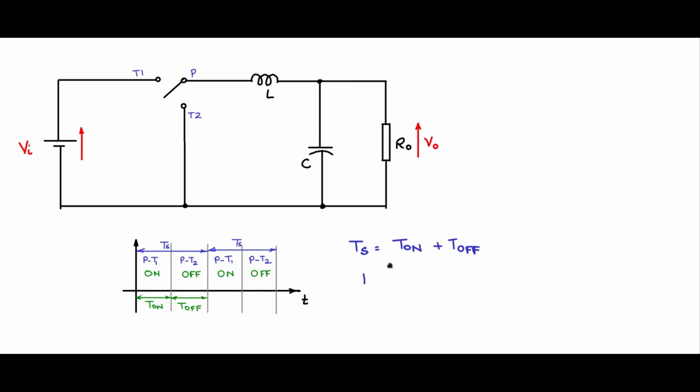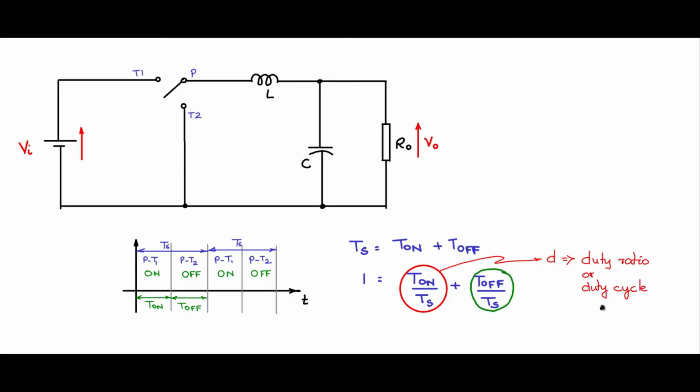So let us divide by Ts. We have 1 equal to T on by Ts plus T off by Ts. Now this T on by Ts, we will define as D, which is the duty ratio or duty cycle. And this T off by Ts, we will call 1 minus D, because the sum should be equal to 1. There are only two states. P can be connected either here or here, with no in-between states. So T on by Ts is D. Therefore Ts can be written as DTs plus (1 minus D)Ts.